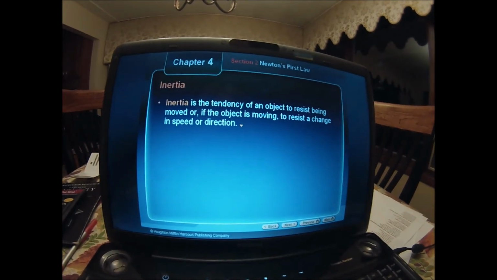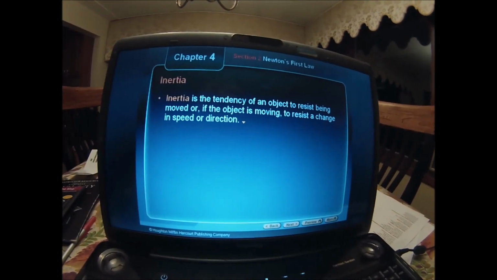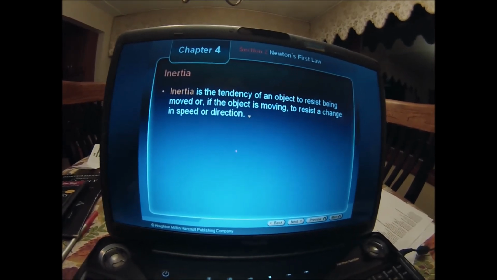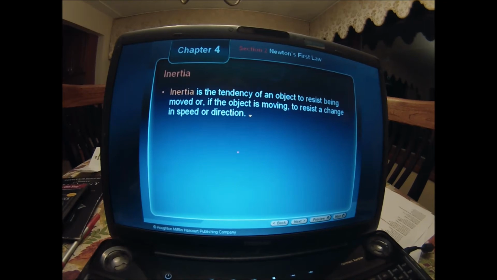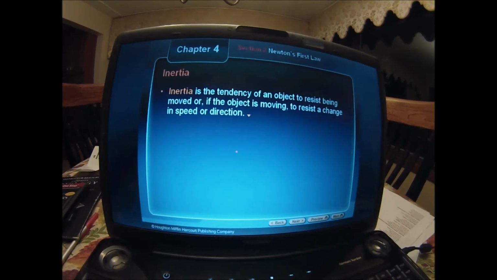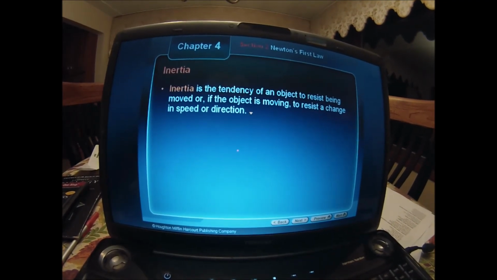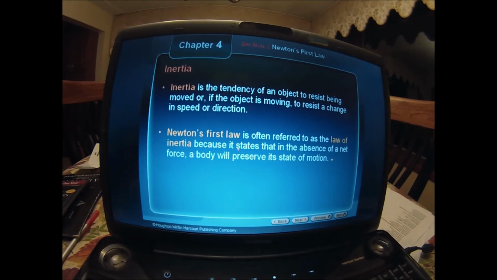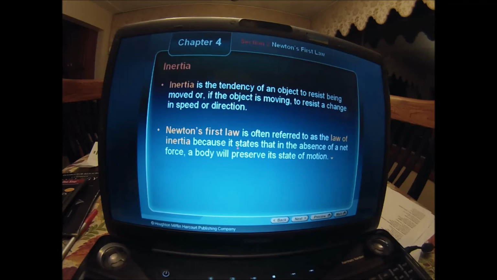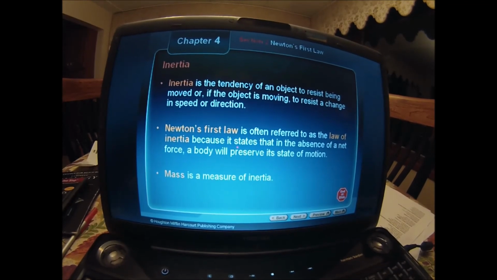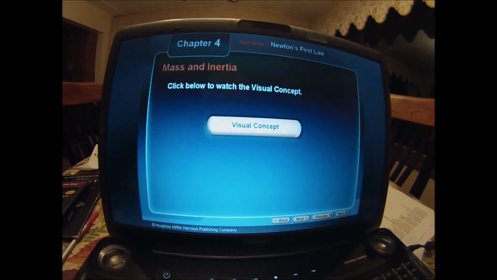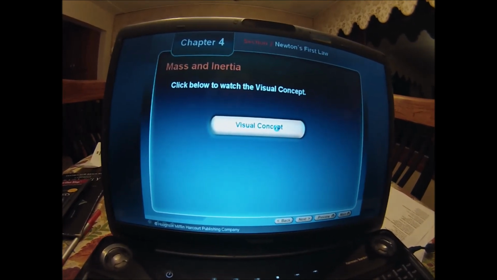Inertia is a property of matter. It is the tendency of an object to resist being moved, or if the object is moving, to resist a change in speed or direction. So the larger the mass an object has, the more inertia it has. That's also why Newton's first law is referred to as the law of inertia. Mass, then, is a measure of inertia. Let's watch a visual concept about this.